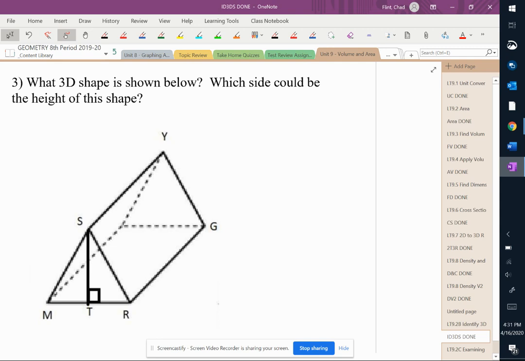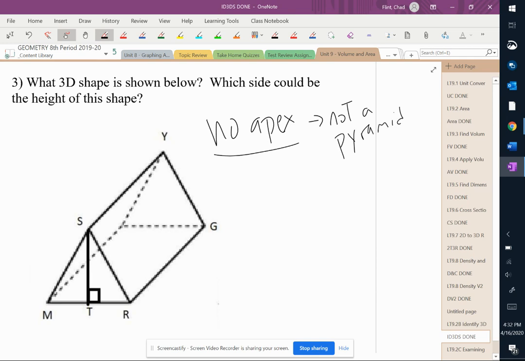Okay, it is not a pyramid, and it is not a cone or anything like that. Hopefully, it's not a cone because there's no circle in it. All right, but it's not a pyramid because there's no apex. So that means it's not a pyramid. Let me write that as legibly as I possibly can. Not a pyramid. So it's not a pyramid, and it's obviously not a cone.